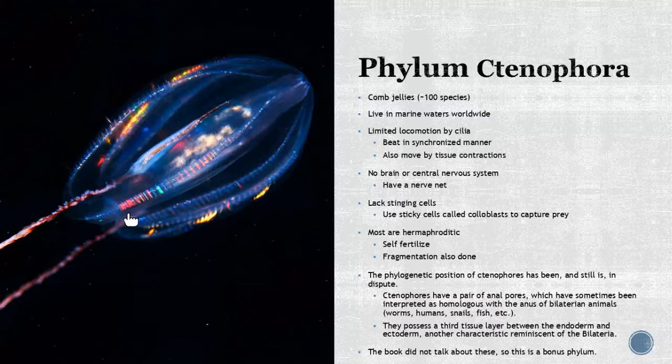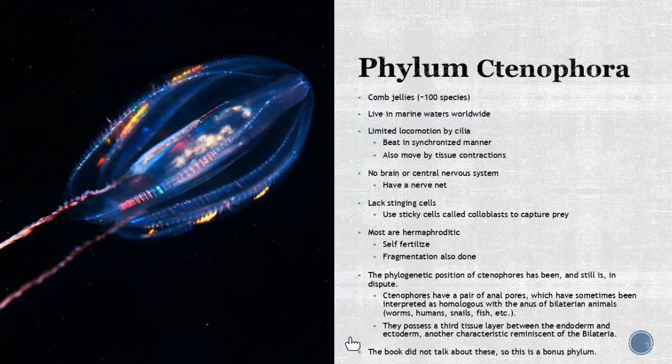If you ever find a video of these to watch, they are very cool. And they also use tissue contractions to move. Now, just like their cousins over there in jellyfish land, they do not have a brain or a central nervous system, but they are starting to have that nerve net. Now, with these guys, they lack stinging cells, so that's why they are not classified in the other phylum, but they use sticky cells called colloblasts to capture their prey. They're hermaphroditic. They go through self-fertilization, but they can also utilize fragmentation.